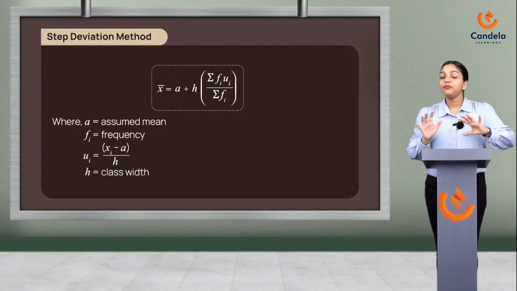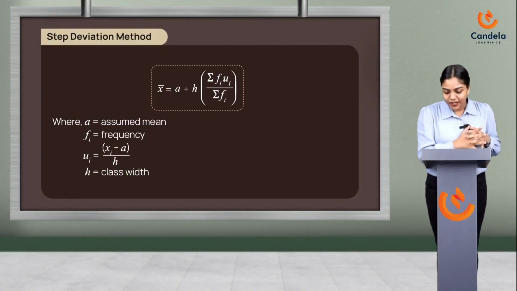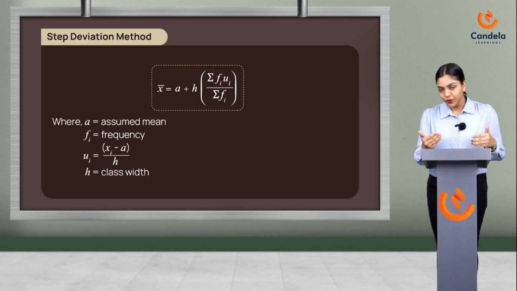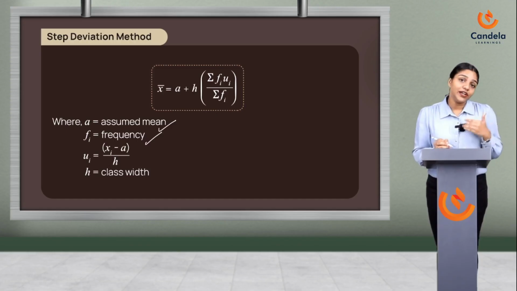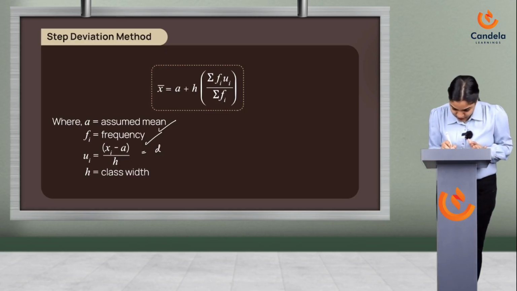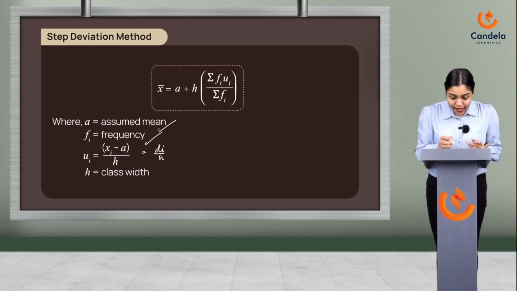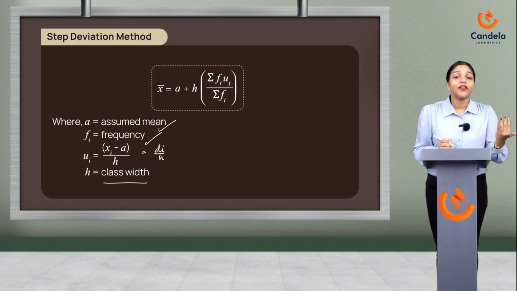Formula to find the mean of a grouped data using step deviation method is x bar is equal to a plus h into sigma fi ui divided by sigma fi. So here a is the assumed mean, you already know about it. Fi is a frequency and ui is equal to xi minus a divided by h, or else you can say that di by h, where di is equal to xi minus a. And h is a class width, that is you have to subtract lower class limit from upper class limit.